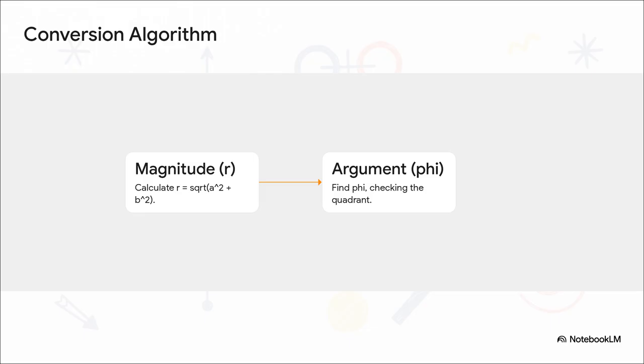Step 2, find the argument, the angle phi. Now listen up because this is absolutely crucial for the exam. You have to double check which quadrant your point is in. Your lecture notes define phi between -pi and positive pi. The specific formula you use to find that angle depends entirely on whether your imaginary part b is positive or negative. Do not skip checking that.